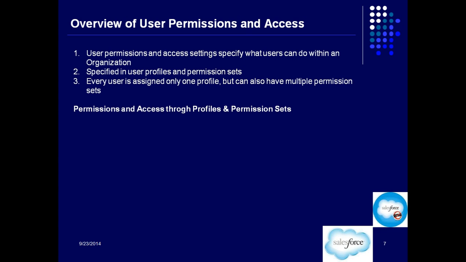So what permissions are controlled through profiles and permission sets? Number one, the apps that the user will get to see, assigned apps. Tabs, which tabs the user will get to see, that is also controlled on the profile. Just skip this permission set part now.